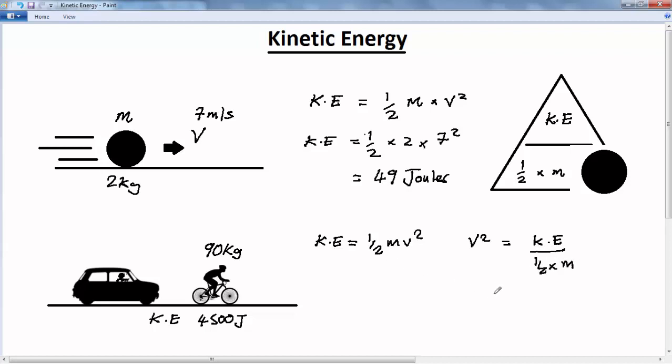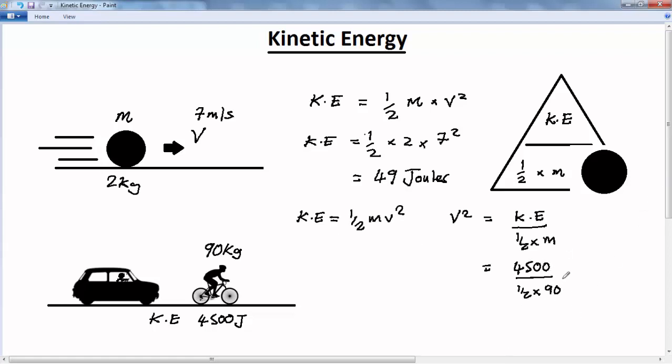You substitute your values in, which gives us 4,500 divided by a half times 90, which is 4,500 divided by 45 equals, conveniently, surprise surprise, 100. So what you need to be able to do here, to find v, you need to take the square root of 100, and that comes out as 10 meters per second.